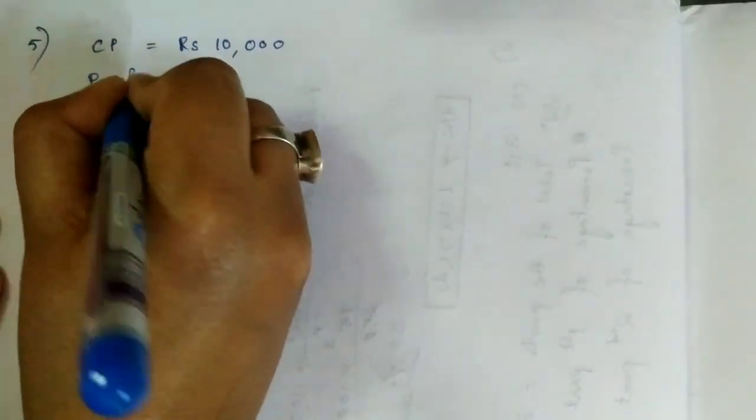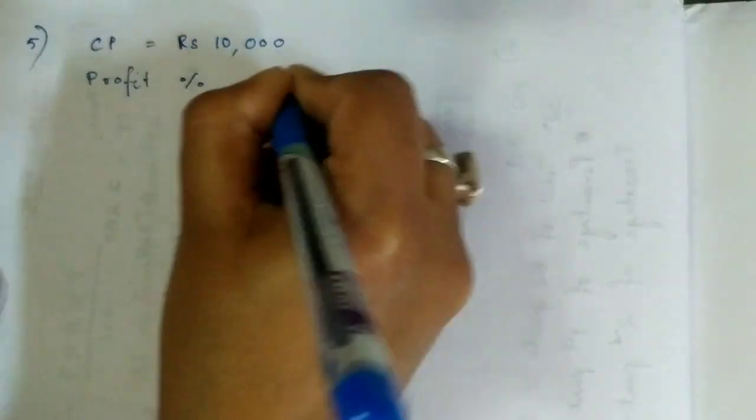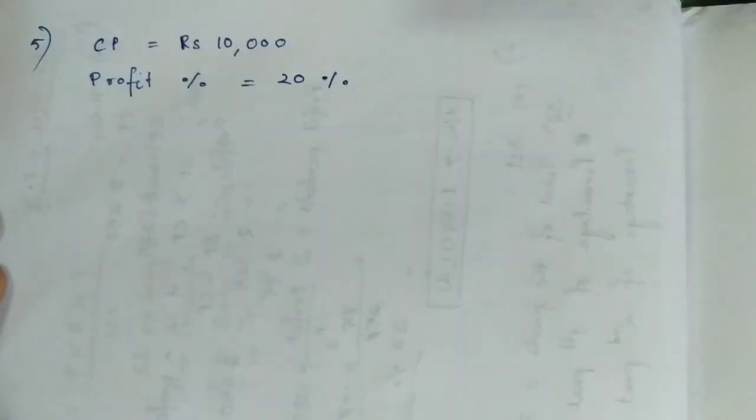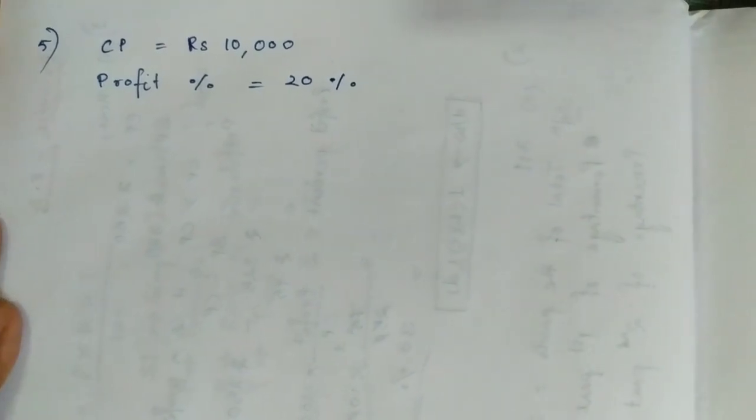Then sell it at a profit of 20%. Profit percentage is given as 20%. How much money do I get for it? So what is the selling price? I have to find out the selling price for it.